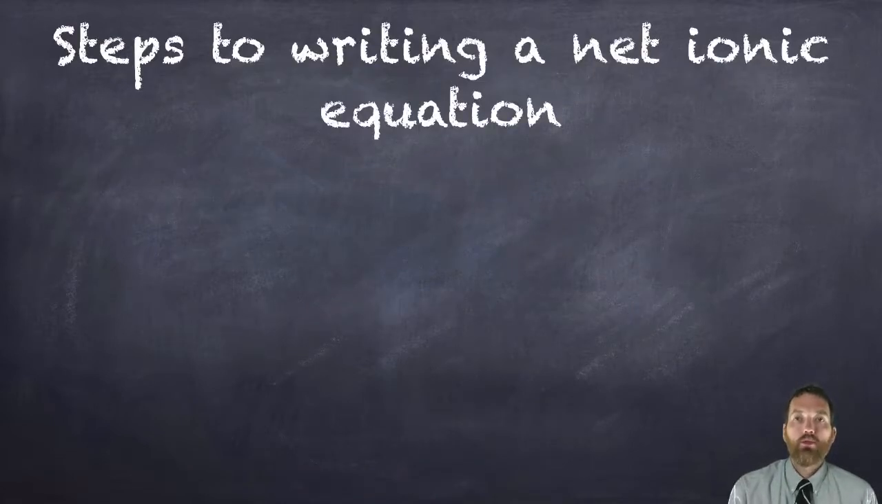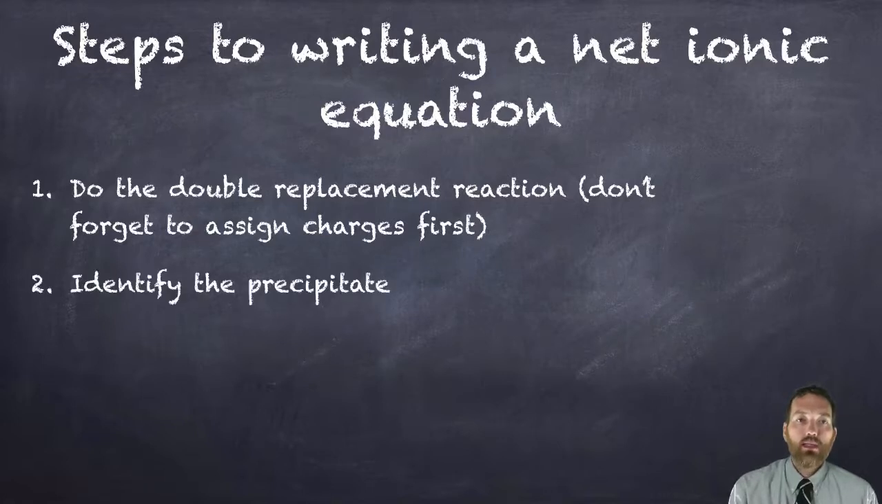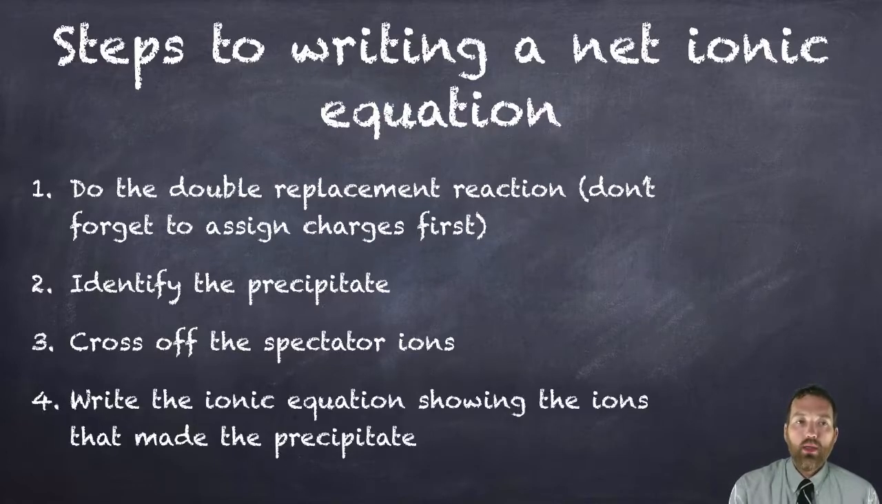So here are the steps to writing a net ionic equation. Step number one is to do the double replacement reaction. Don't forget to assign the charges first. This will make your life easier at the end. Next, identify the precipitate, which is what I'll show you how to do next. Third step is to cross off the spectator ions. Those are the ions that weren't involved in making the precipitate. And then the last step is to write the ionic equation showing the ions that made the precipitate.